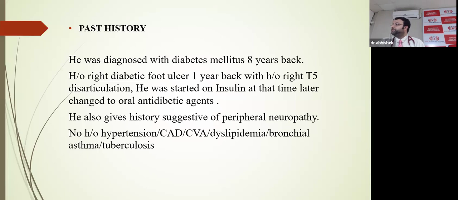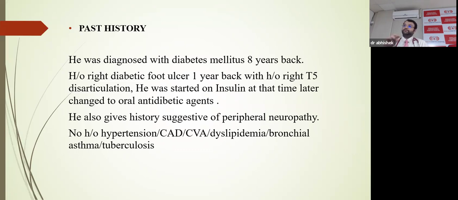So actually, if you go and read Harrison, there is one very interesting study they have mentioned, which says that if you check saturation of upper limb and lower limb, and there is a difference of more than 2%, then it is very sensitive, as good as ankle brachial index in diagnosing peripheral arterial disease.